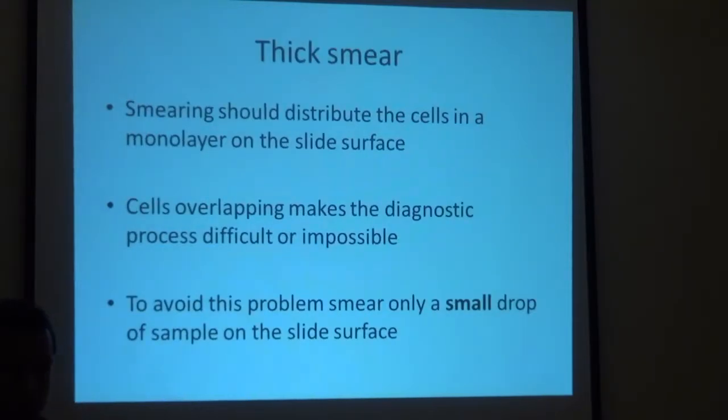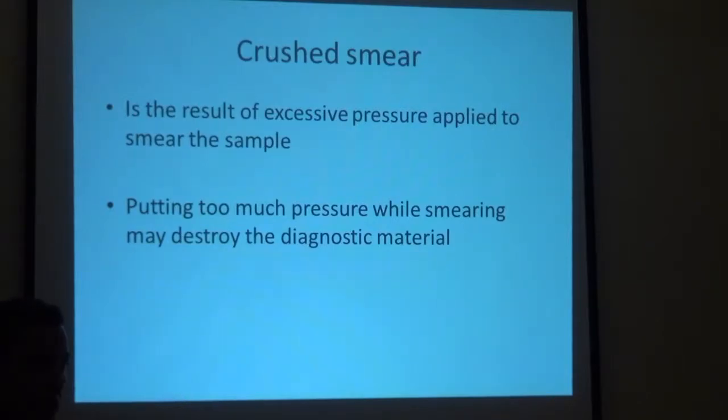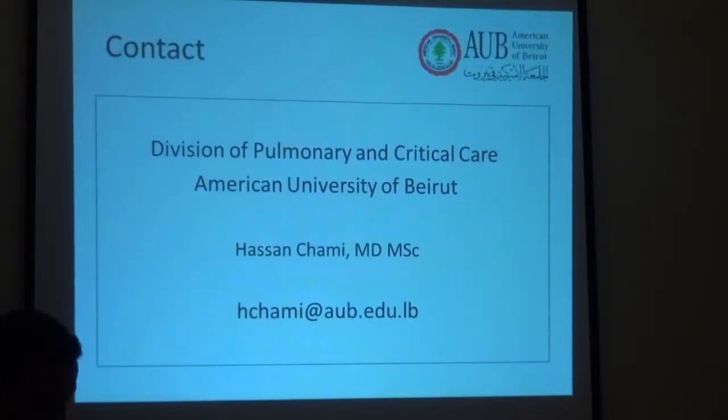Now also the smear, you don't want it to be too thick. If you have two layers of cells, then the cytologist can't see anything. It has to be thin. So you have to put really just one drop of blood and smear it. Don't put too much. And a crush artifact can occur if they apply excessive pressure while moving the two slides on top of each other. So they have to be gentle. And that's it. If you have questions, I'll be happy to answer.